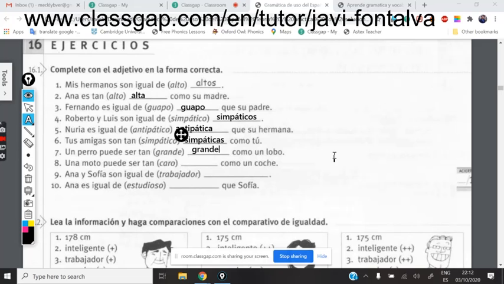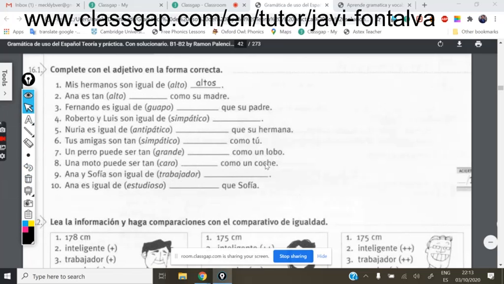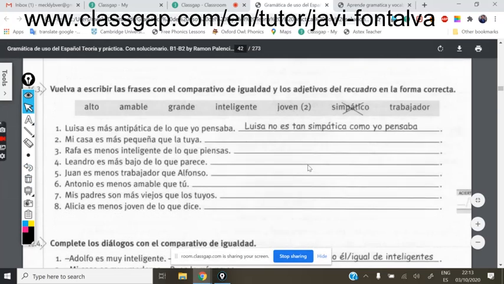Lobo is wolf. Eight: "Una moto puede ser tan cara como un coche." Nine: "Ana y Sofía son igual de trabajadoras." Yes. Ten: "Ana es igual de estudiosa que Sofía." Okay, not too difficult, was it? Once you get the hang of it.